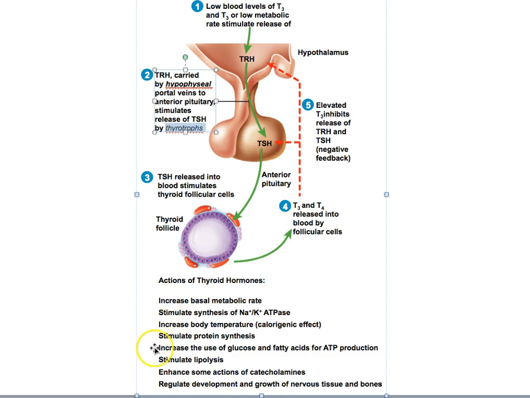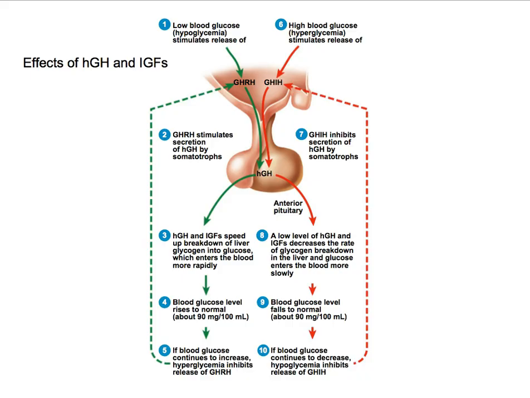It's going to stimulate protein synthesis. Increases the use of glucose and fatty acids for ATP production. It stimulates lipolysis, meaning we're going to break down triglycerides. Enhances the effect of catecholamines, and notice here they say some, they don't tell you which ones inside your textbook yet. And it regulates development and growth of the nervous system and bones, which means you need T3 and T4 for all of these things to happen for normal development. But you can't use that all of the time. So once it gets to a specific concentration, elevated into the circulatory system, oh, where did you go? Where did that just go?